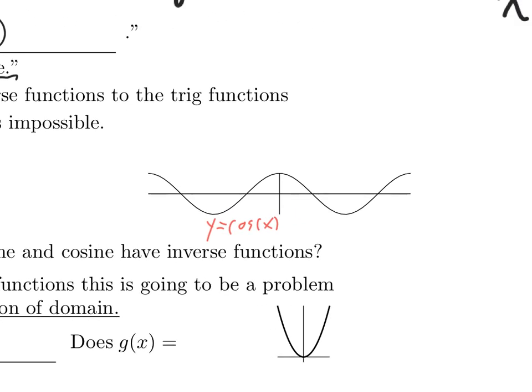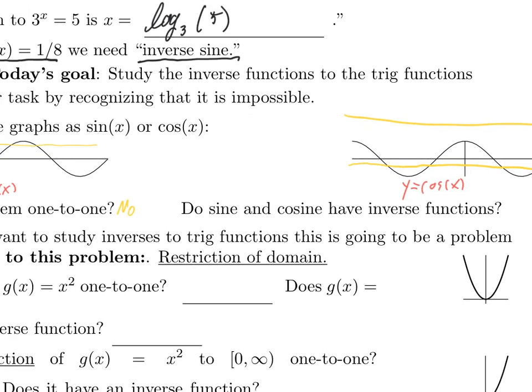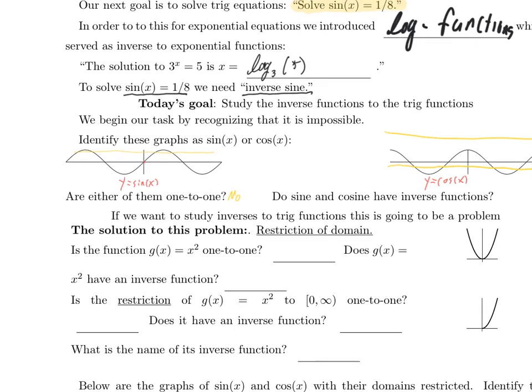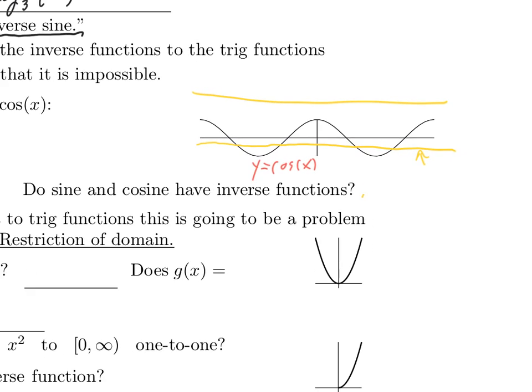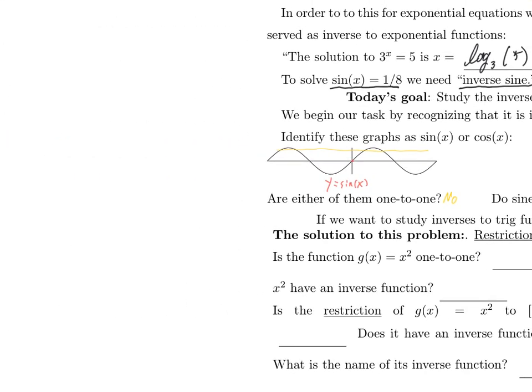Similarly, if I draw a horizontal line on the graph of cosine, I mean not every horizontal line, there is a horizontal line that crosses cosine 0 times, which is definitely less than 1. But here's a horizontal line that crosses the graph of cosine also infinitely many times. So cosine is also not one-to-one. Now remember, one-to-one functions are the functions that we can talk about inverses to. So do sine and cosine have inverse functions? Nope.